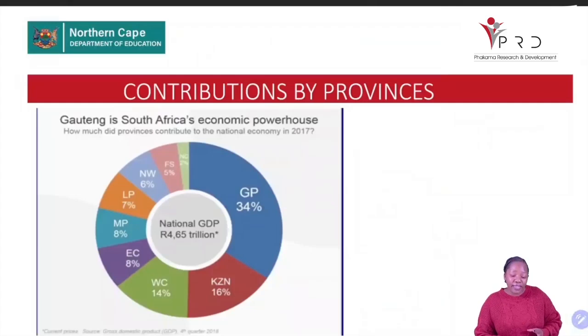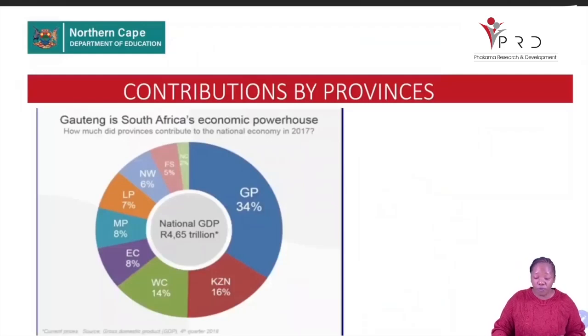So we are looking there, the largest that contributes towards our GDP, we are looking at GP, which is your Gauteng province. So why is Gauteng province the one that is contributing the most? It's because Gauteng has a lot of raw material, or a lot of minerals that are found in this province. So hence it is the largest.